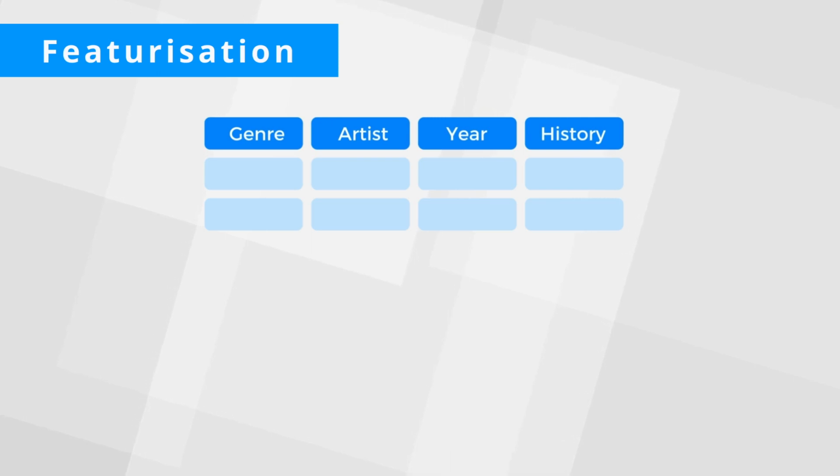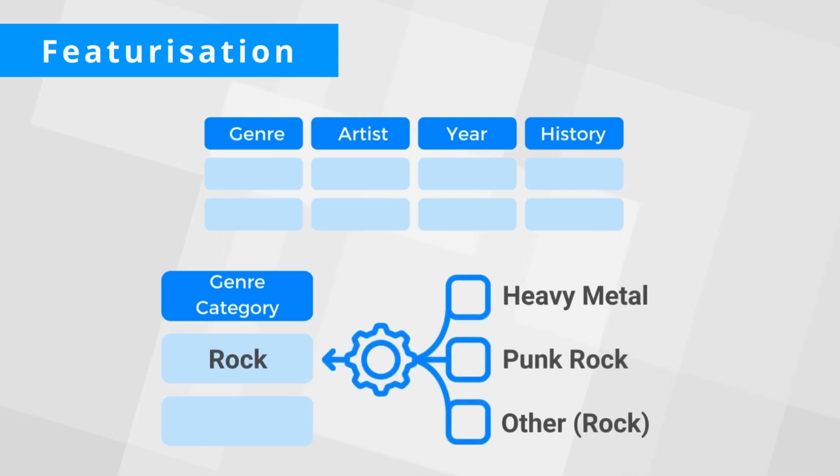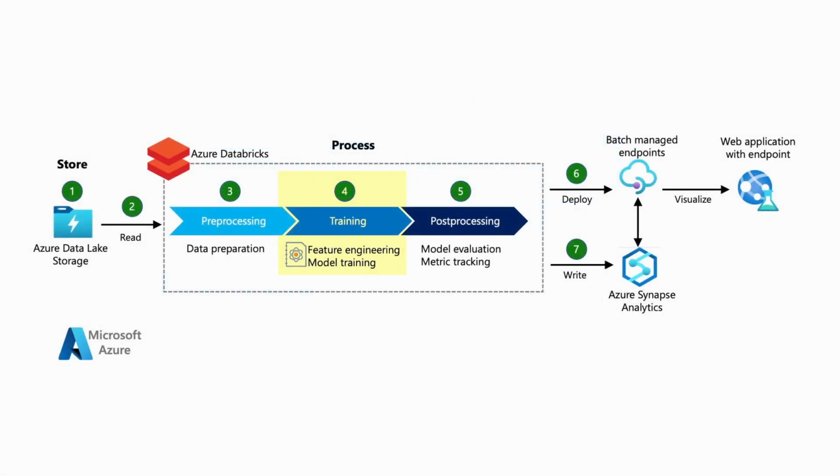While these features can be used directly, we can create additional features to improve the model's recommendation accuracy. For example, there could be a new feature named genre category, where we can combine various subgenres like heavy metal, punk rock, etc. into a broader category called rock. By applying such featurization techniques, we transform the raw data into derived features that the machine learning model can use to learn. Once the features are prepared, the training data is ready to train the model.